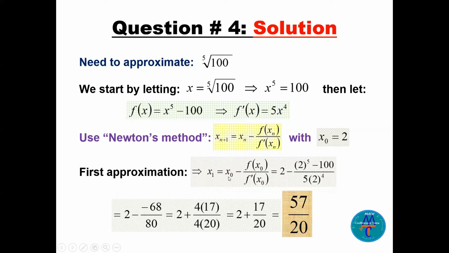So x sub 1 will be x sub 0, which is 2, minus, put 2 in the function f, 2 to the power 5 minus 100. Put 2 in the derivative, 5 2 to the power 4. So this will be 2 minus, this is minus 68/80. This is a plus because we have two minuses. 68 is 4 times 17, 80 is 4 times 20. Divide by 4, 2 plus 17/20. So this is 40, see the LCD here, 20. This is 40 plus 17, 57 divided by 20 is the first approximation.